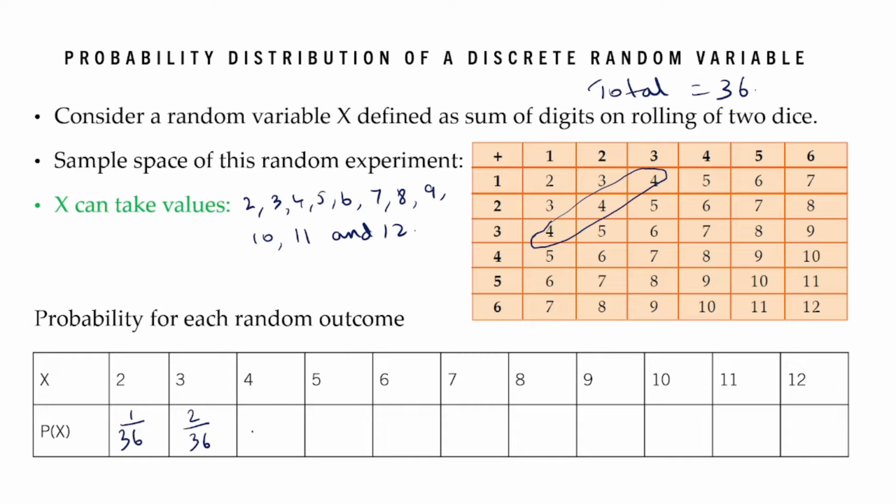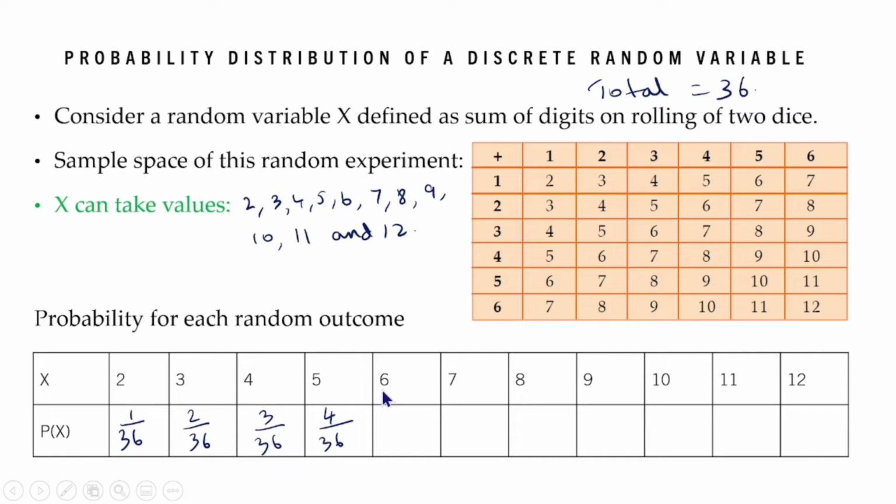So, the probability of x is equal to 4 is 3 by 36. Then considering the probability of x is equal to 5, the sum of the digits will be 5 in all these cases. That is 4, 1, then 1, 4, then here it is 3, 2 and here it is 2, 3. So, in all these 4 cases the sum will be 5. So, the probability of getting a sum as 5 is 4 upon 36.